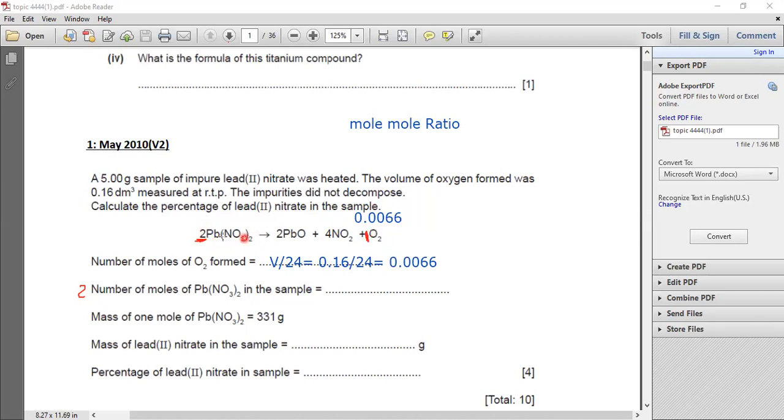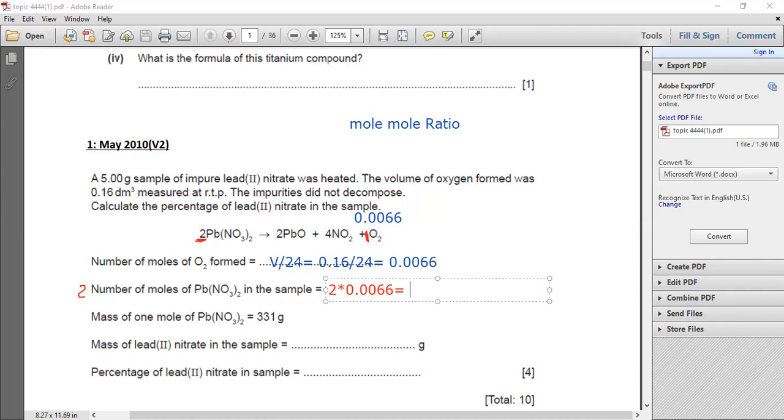How do you know? Because look, here there is a 2, but here there is a 1. So PbNO3 is double oxygen. I know oxygen is 0.0066. So from molar ratio, the number of moles of PbNO3 by 2 equals 2 multiplied by 0.0066. Molar ratio is very, very easy.